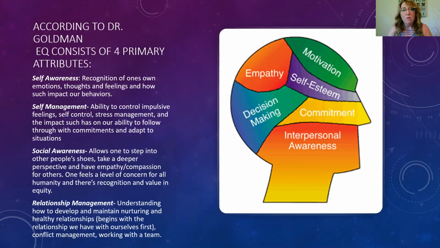Social awareness is our ability to step into somebody else's shoes and to take a deeper look at the perspective of having empathy and compassion for other people. It's about having a level of concern for humanity, and recognition of values in equity, being able to have an understanding, or the ability to want to understand, people different from ourselves. And relationship management is the understanding of how to develop healthy and maintain nurturing, committed relationships. And that begins with the relationship that we have with ourselves.